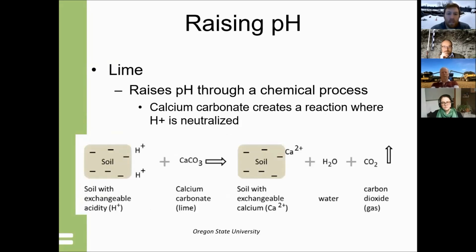And lime raises pH through a chemical process. So you take the calcium carbonate, and these hydrogen ions, which are causing the acidity, are neutralized. And that reaction just basically creates water and carbon dioxide gas.